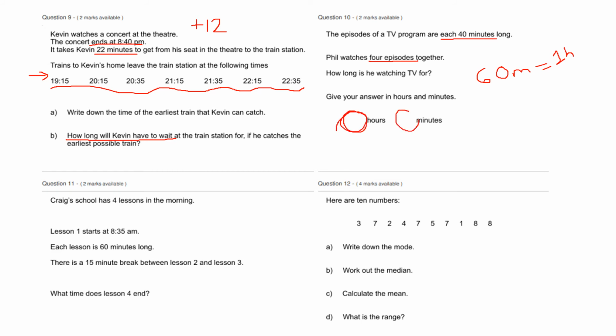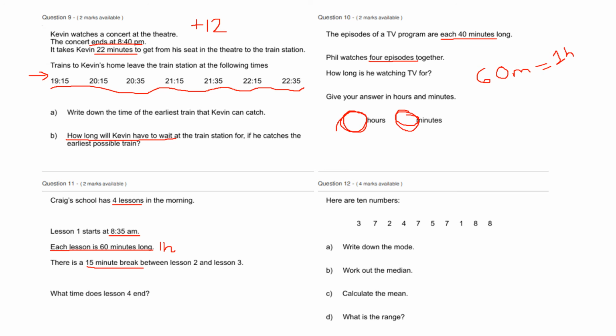Okay? Question 11. Craig has got 4 lessons in the morning. Lesson 1 starts at 8:35 and each lesson is 60 minutes long. So each lesson is 1 hour long. There's a 15-minute break between lessons 1 and 2. When does lesson 4 end?